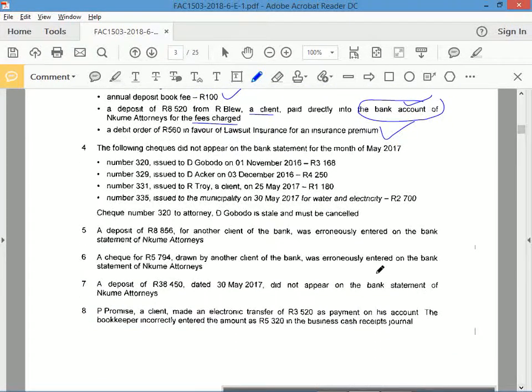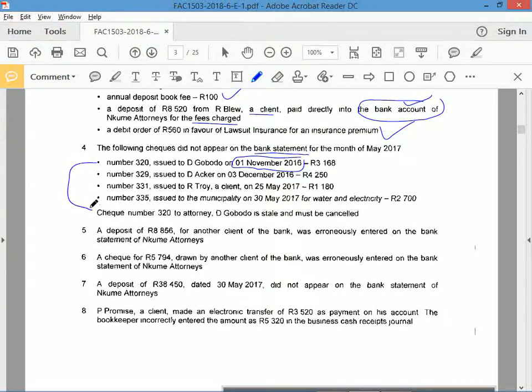The following checks did not appear on the bank statement. If a check does not appear on the bank statement, okay, it needs to be in the recon. Why? Your books have it. The bank doesn't. All of these. This was 1st November 2016. November 2016 is a long time ago. Do you guys agree? Okay, so that one probably has additional information, and it does.